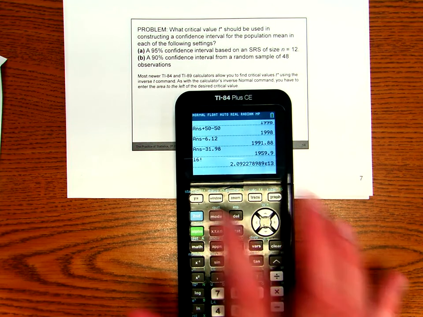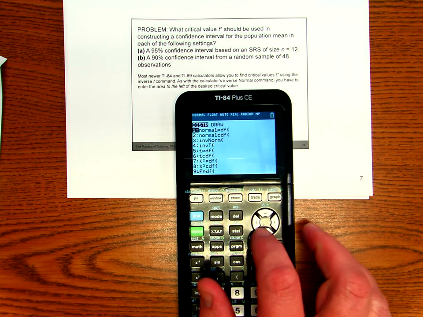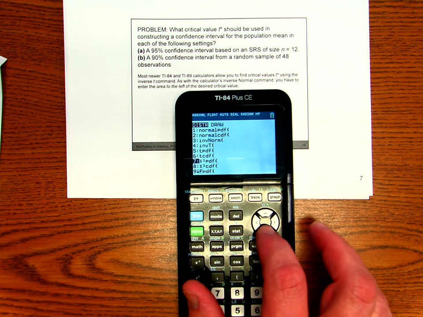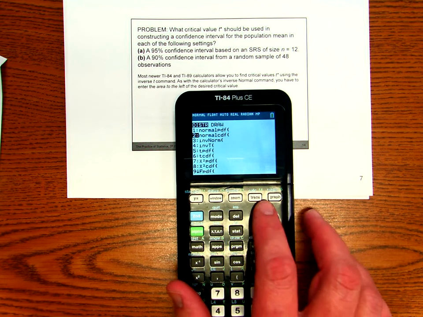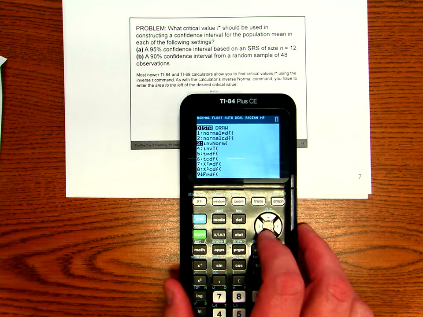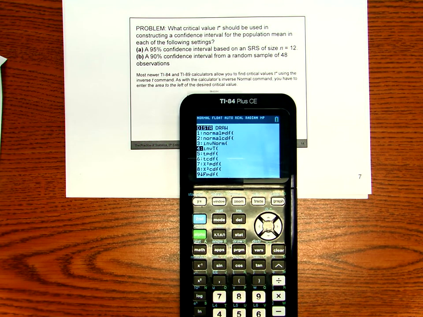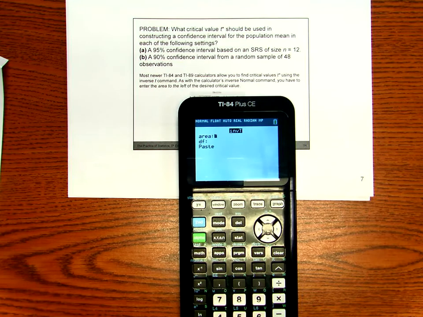So I'm going to go to distributions, which is above the vars, and we're going to scroll down to, oh, I went right past it, I'm sorry, inverse T. Okay, when we choose inverse T, we want the area under the curve. In this case, it would be the area in the tail. So for a 95% confidence interval, it would be 0.025.